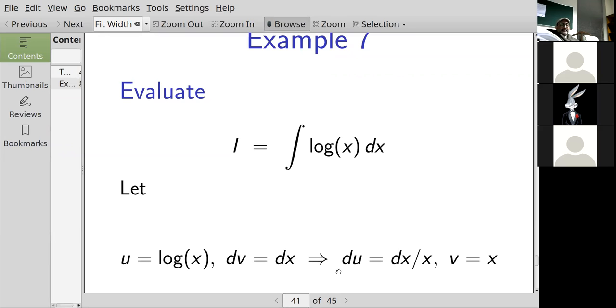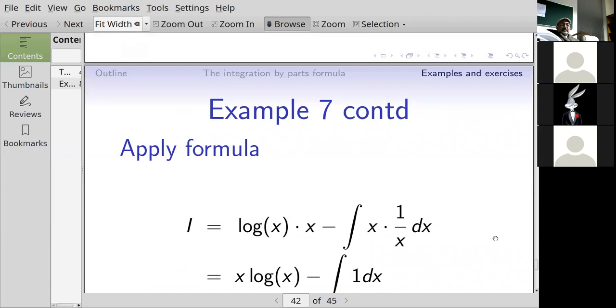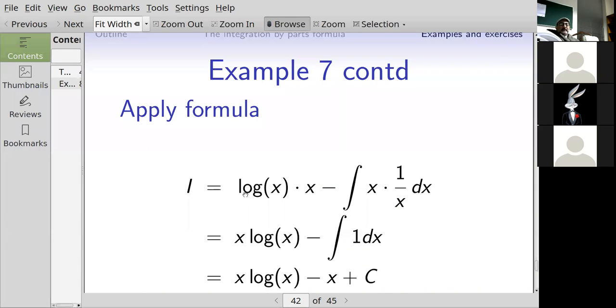So dv equals dx. Now the differential of log of x is 1 over x dx. And the integral of 1 is x. So v is equal to x. Okay. So I picked u. That forced the choice of dv. Then I figured out du and v. Now I can apply my integration by parts formula. So the integral I is equal to uv, log of x times x, minus the integral of v, which is x, times du, which is 1 over x dx.